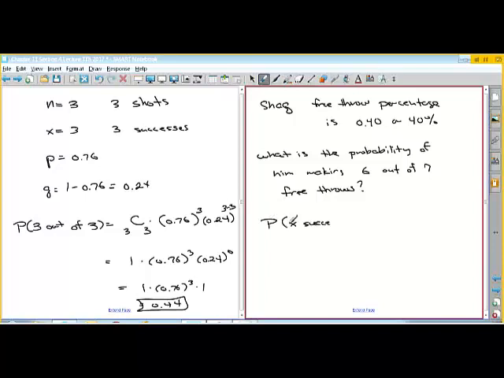So remember, the formula is: the probability of X successes out of N trials is equal to N things taken X at a time, probability of success raised to the X power, probability of failure to the N minus X power. So look at that problem, see if you can figure out what X, N, P, and Q are, and then plug them into the formula and see if you can give me an answer.